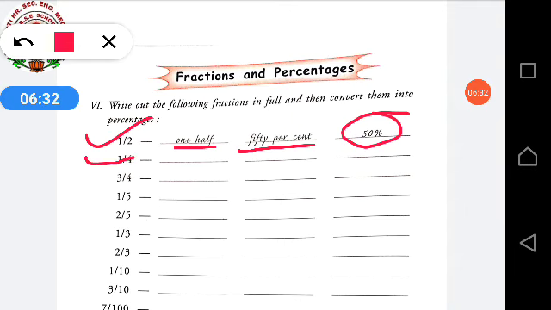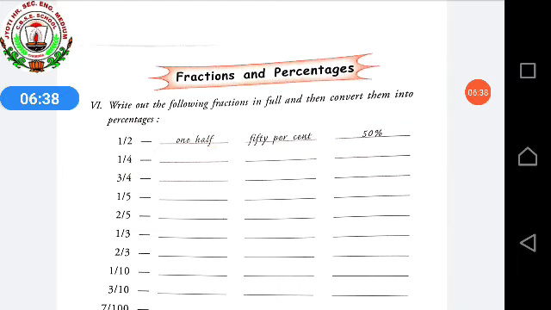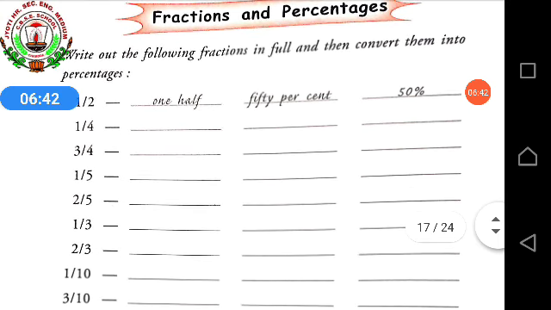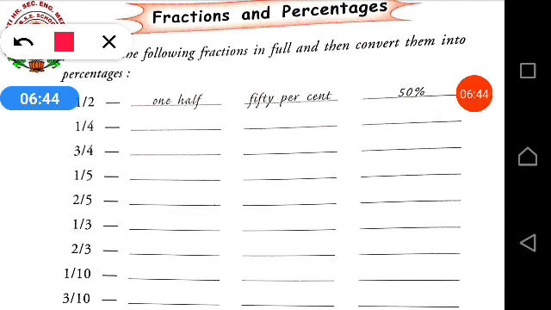In the same way, 1/4. So here you'll be writing 1/4, and 1/4 means how many percentage it will be. So you have to calculate. How will you be calculating? Just now I told you, you have to do 1 by 4 into 100. When you do 1 by 4 into 100, how many percentage will you get?